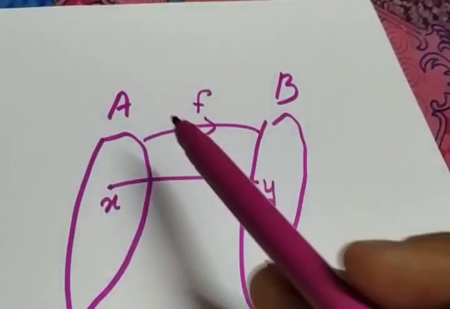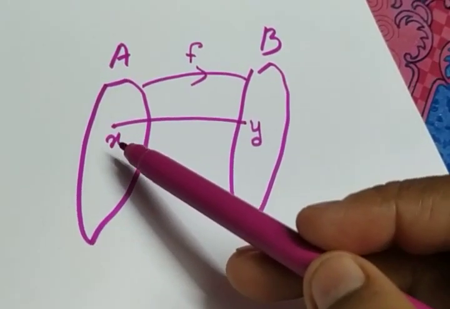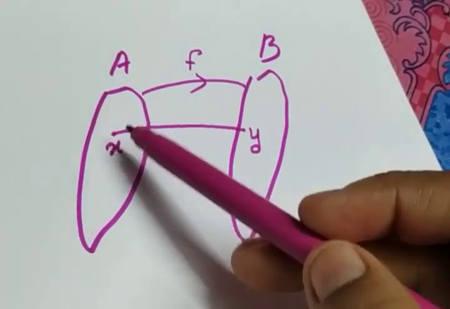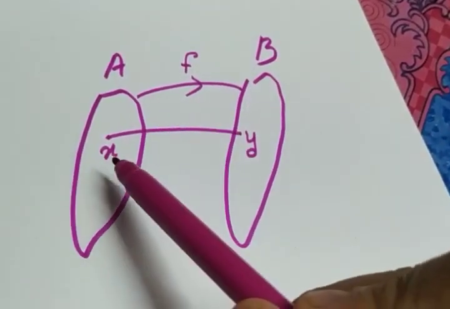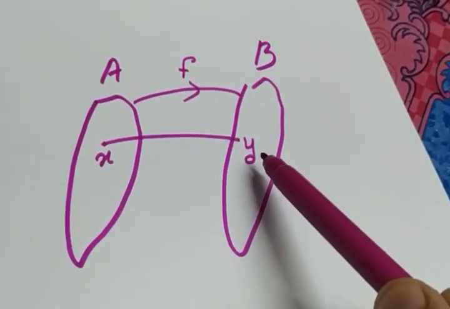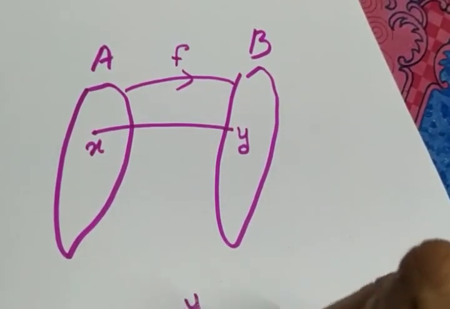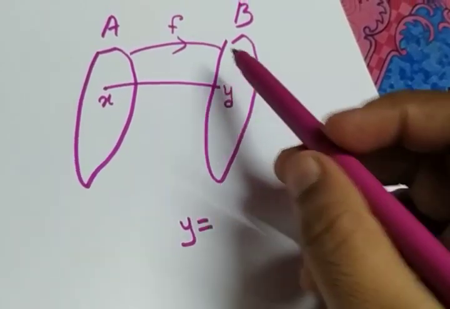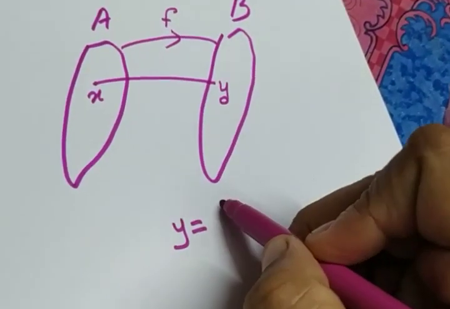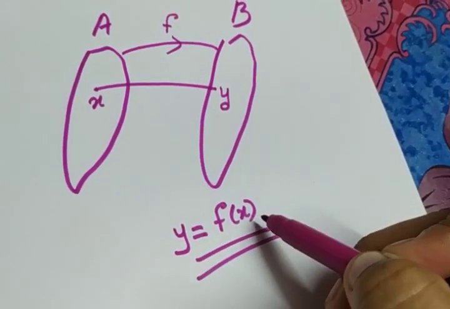So what I took is two sets. Extra elements will be there, but I am concentrating only on one element. So I took an element X of set A and Y of set B, such that the image of X is Y. Then we can write this Y, which is from the second set, as Y is equal to a function F of X. So how can I write Y is equal to F of X?